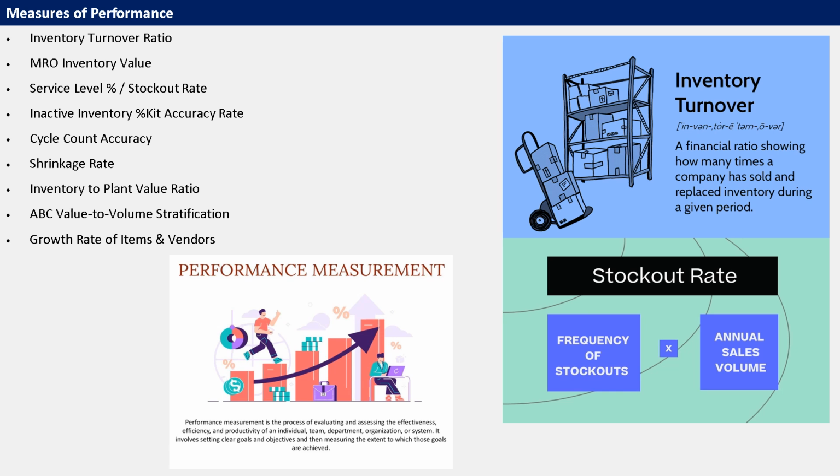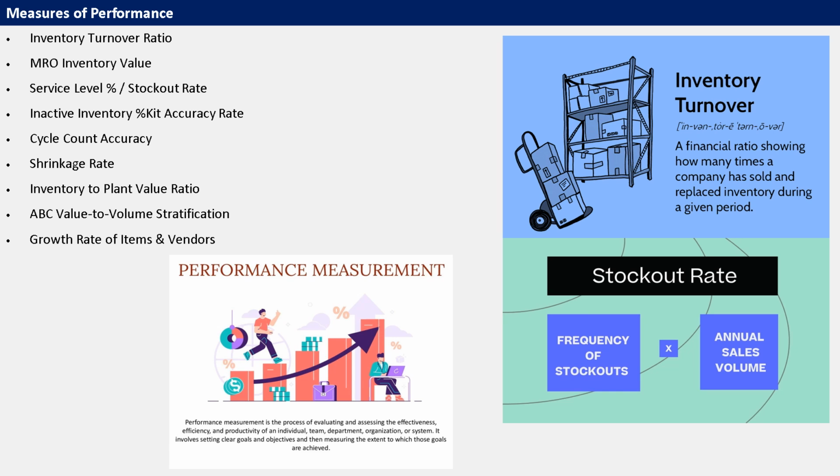Shrinkage rate tracks inventory loss due to theft, misplacement, damage, or clerical errors. High shrinkage signals poor controls or security. The inactive inventory percentage highlights how much of the storeroom consists of parts that haven't moved in 12 to 24 months. This identifies dead stock and justifies cleanup efforts.